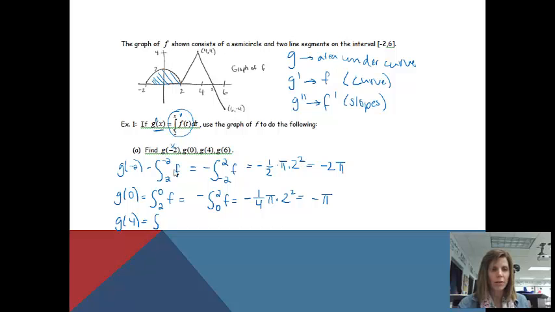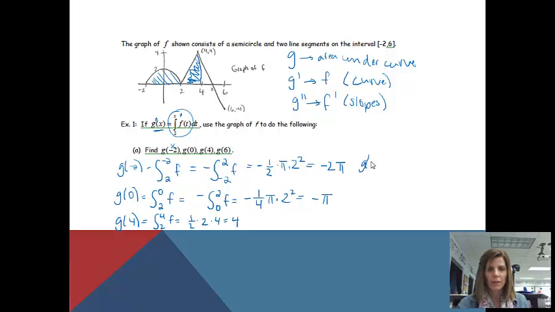So when I calculate g of 4, again, I'm going from 2, and I'm putting in my x is 4, so 2 to 4 of f. So this is asking me to find the area under the curve from 2 to 4, and I believe that looks like a triangle, so it's going to be 1/2 times the base. The base of that triangle will be 2. The height of that triangle will be 4, and so that answer will be 4.